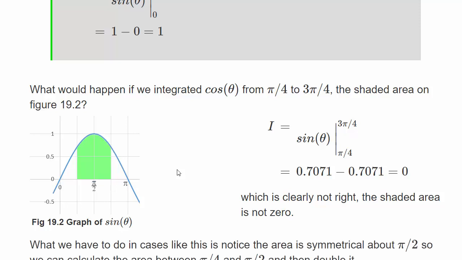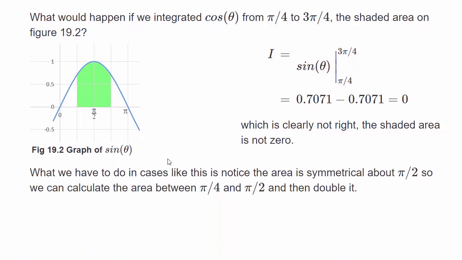So what do we do? What we have to do in cases like this is to notice that this line is symmetrical about pi over 2. So what we can do is integrate from pi over 4 to pi over 2 and then double the area. An alternative method is to integrate from pi over 4 to pi over 2 and then separately integrate from pi over 2 to 3 pi over 4 and then add the two bits together. We'll do the first one here.